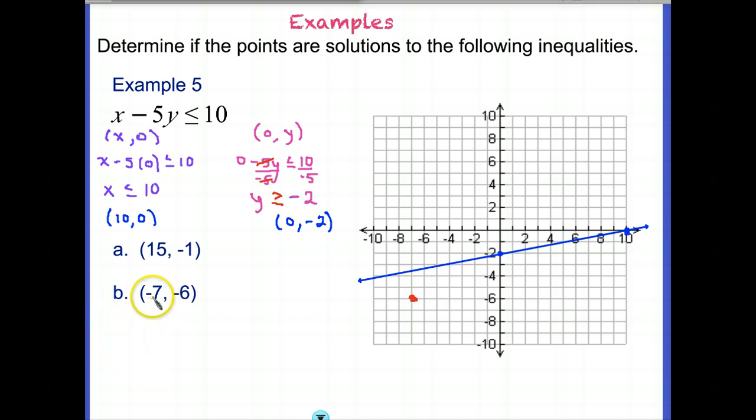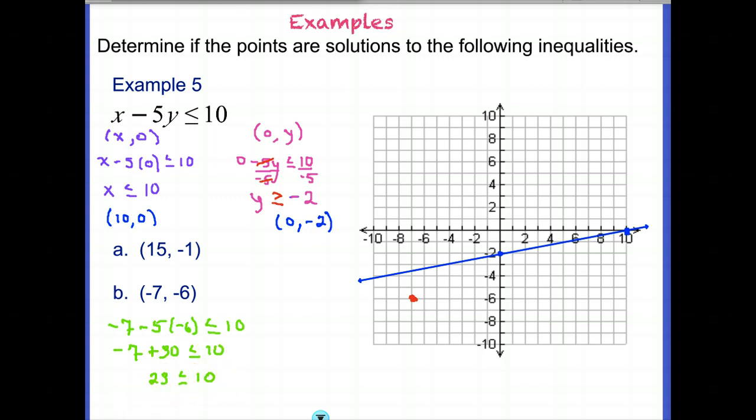Okay, let's go ahead and plug in a negative 7 for x. We would have negative 7 minus 5 times negative 6, plugging in the negative 6 for y, is less than or equal to 10. Now all we have to do is simplify and see if this is a true or false statement. A negative 5 times a negative 6 will leave us with a positive 30. Remember, do your multiplication first, order of operations. Now we can then subtract. Negative 7 plus 30 gives us a positive 23 is less than or equal to 10.